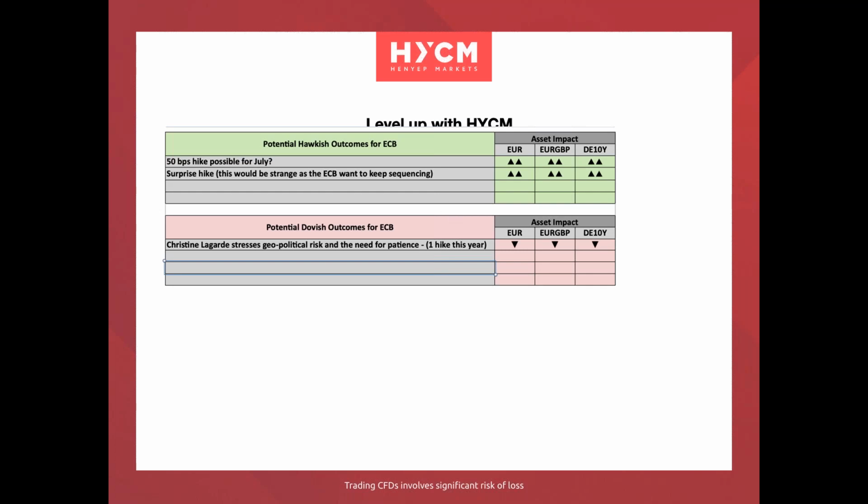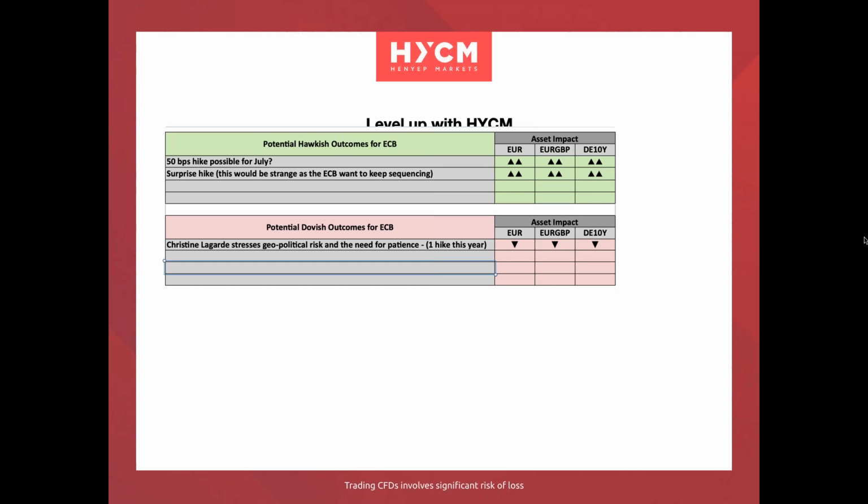If Christine Lagarde says, okay, there's a possibility of a 50 basis point hike in July, then that would be euro positive. We expect to see more euro pound upside. If there's a surprise hike and it's 25 basis points, you'd expect to see some nice upside in the euro. Definitely look out for that. Upside in 10-year bonds, upside in euro pounds.